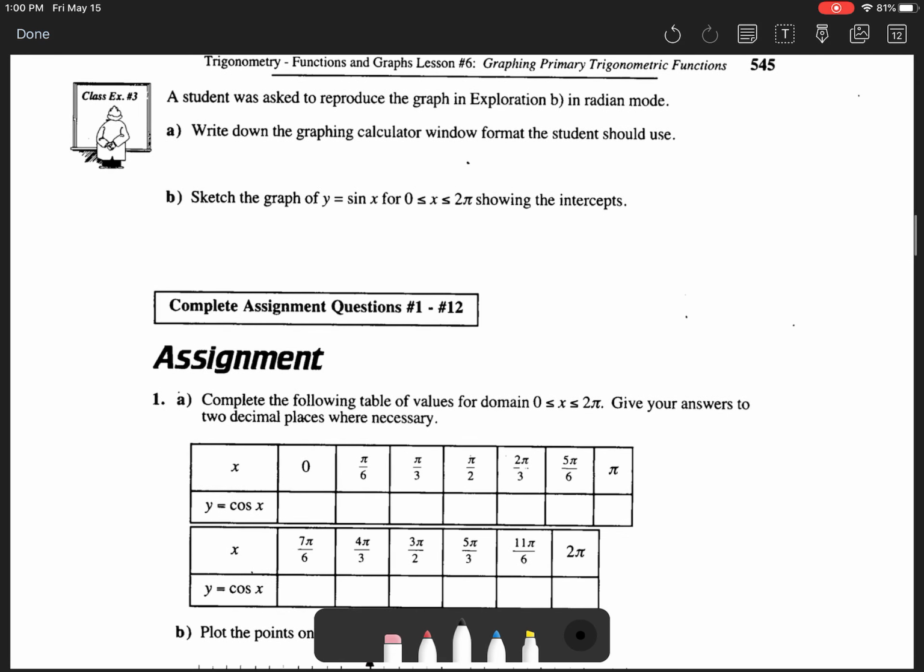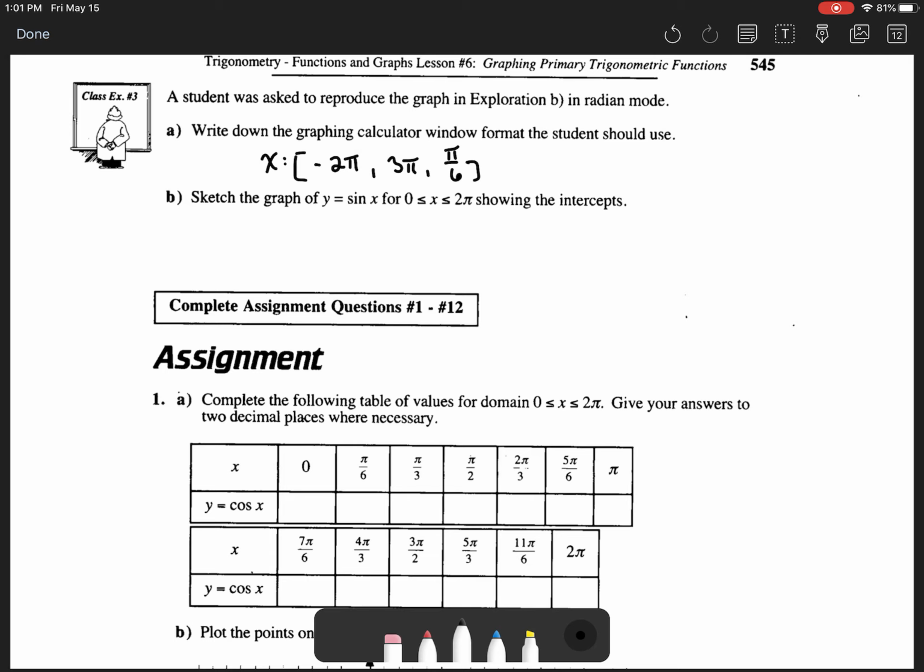Now on the next page, it says, a student was asked to reproduce the graph in exploration B, which is just the graph of sine of x, but they want it in radian mode. So write down the graphing calculator window that the student would use. So the window would look like this. For the x values, okay, because now I'm in radian mode, well, the first one they had was negative 360 degrees. That's negative 2 pi in radian. The x maximum was 540 degrees. Well, 540 degrees is 3 pi. And the scale was 30 degrees. 30 degrees in radians is pi over 6, 180 divided by 6.